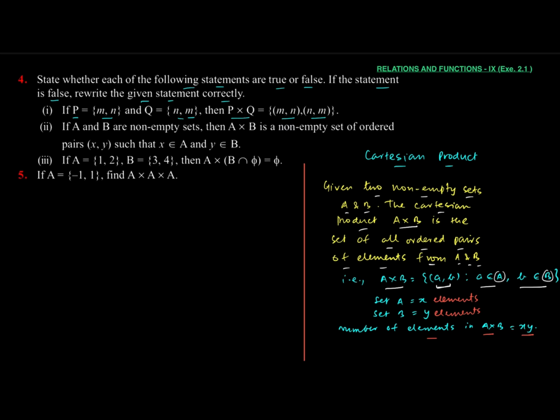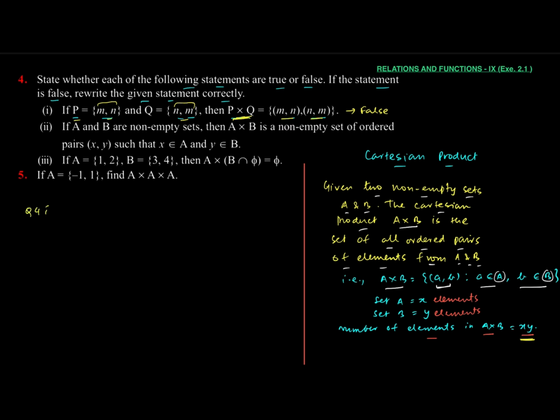Keeping this concept in mind, let us go through question number 4, part number first, once again, and see whether this statement is true or false. The statement is: if set P contains elements m and n and set Q contains elements n and m, then P cross Q will have elements mn and nm. This statement is false. First of all, one can observe that set P has 2 elements and set Q has 2 elements, which means that P cross Q should have 4 elements, as is clear from this very definition. So now let us correct this statement.